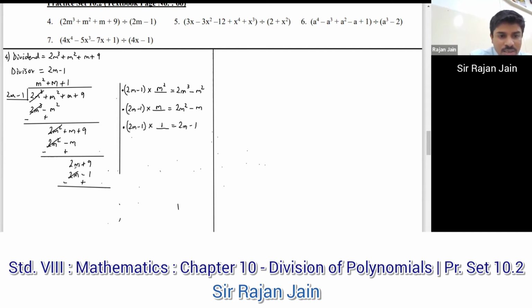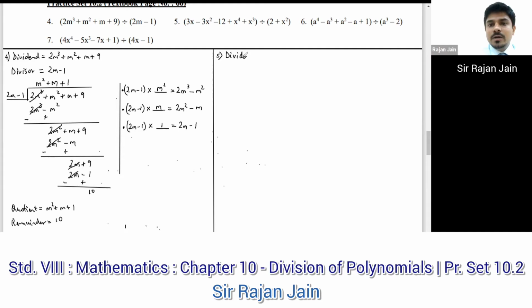Minus plus. ये cancel हो जाएगा. 9 plus 1 will give you 10. And now your division ends over here. Is that clear? Because remainder का index is less than divisor का index. Okay. So now you will write your quotient. Your quotient is m square plus m plus 1. And your remainder in this case is 10. Okay. Clear? Then going to the next question, that is your question number 5. I will write the dividend.